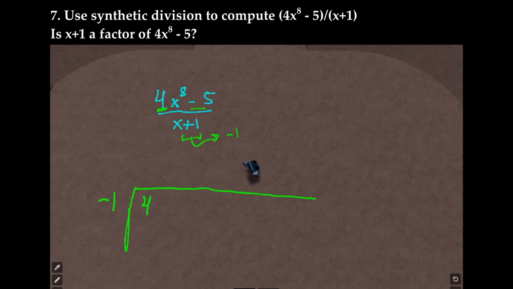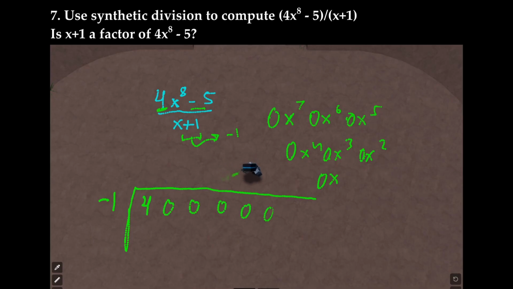However, I need to notice something. There is no x to the 7th, no x to the 6th, no x to the 5th, x to the 4th, x to the 3rd, x to the 2nd, or x terms in the numerator. In other words, these all have a coefficient of 0 in the numerator, and I have to account for all this. So I'm going to put down 1, 2, 3, 4, 5, 6, 7 zeros in this table. And then you can add the minus 5. So that's why I had to make this table so big.